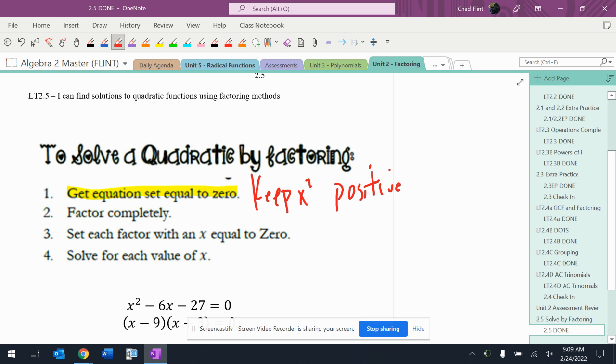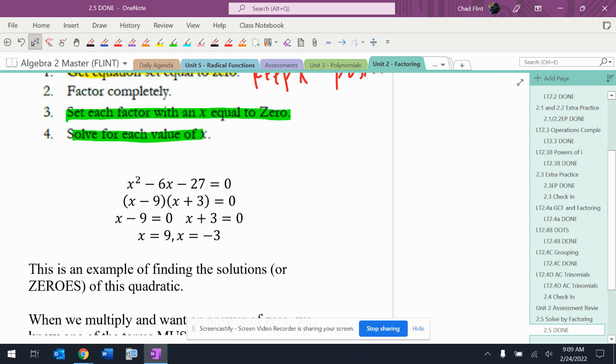Factor completely, meaning find your GCF, and then factor it into two sets of parentheses. Keep going if there's more than that, but go through all the process we've been doing with the factoring. Then this is the new part. Each factor, meaning each little set of parentheses, we're going to set equal to zero and solve it, and that's going to give us our answer.